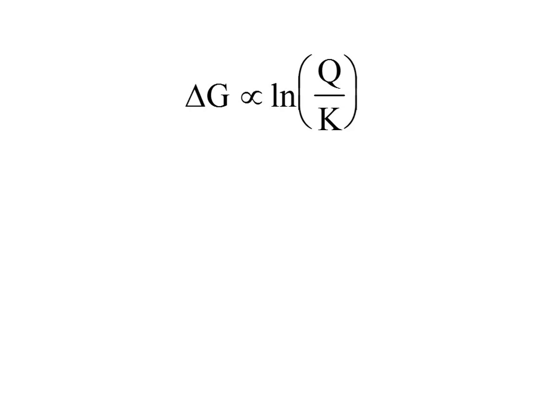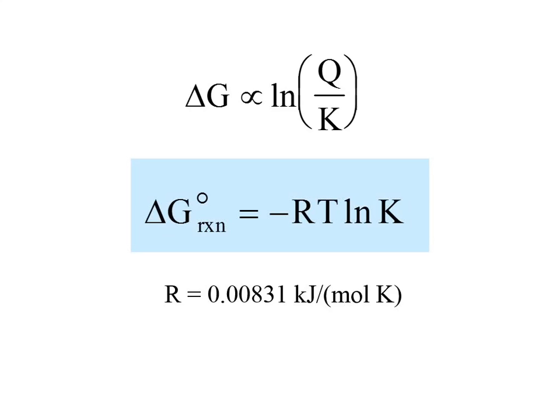And so it enters into this sort of thing. Do you remember that is a proportionality symbol? The change in Gibbs free energy is proportional to the natural log of the reaction quotient Q over the equilibrium constant K. Well, we can replace that symbol with an equal sign if we introduce a constant. And it works out real well that the constant we're going to introduce is the ideal gas law constant. Blue box means it's on your equation sheet.